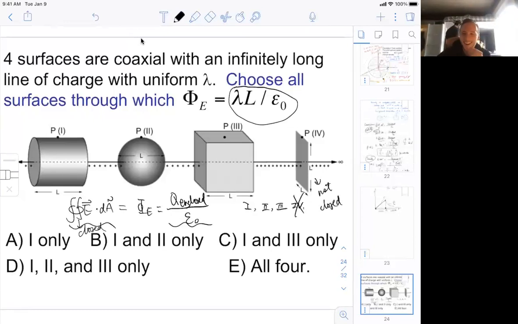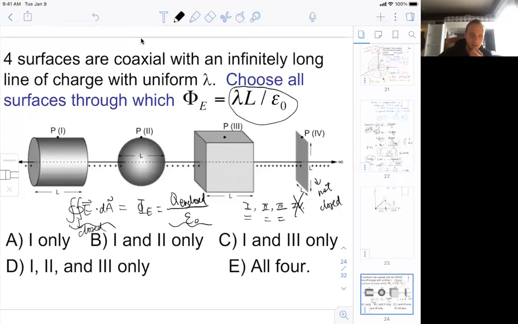So 4 is out. The rest of them are closed, right? You agree? They're all closed. So does that mean all 3 of them work? No. The only reason why I would be against 2 is because your dA vector would have some factor of pi in your flux, and there isn't.